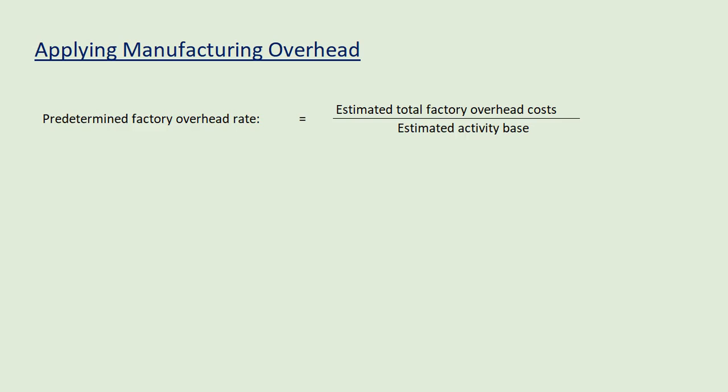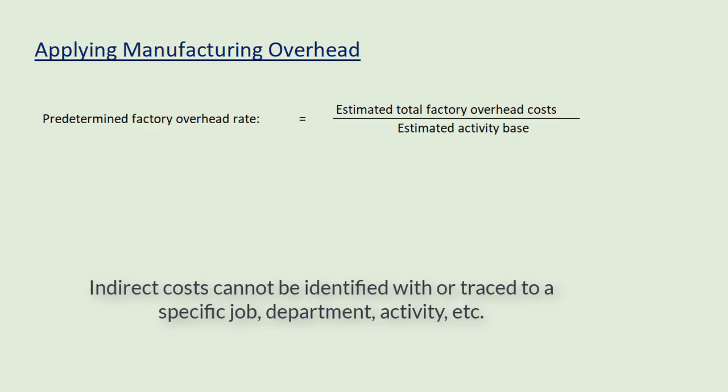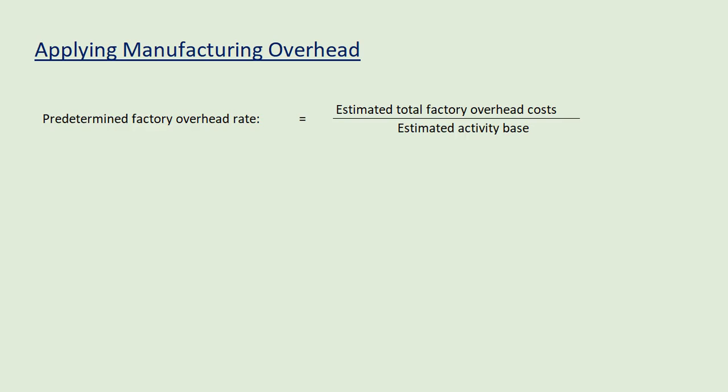Factory overhead costs cannot be traced to a cost object. It's not identified with the cost object. For example, utilities, the lighting and heating of the factory, cannot be traced to any jobs, cannot be traced to the process. It's for the whole factory. So it must be allocated, and it's allocated by using the estimated total factory overhead costs, the total costs divided by the estimated activity base.